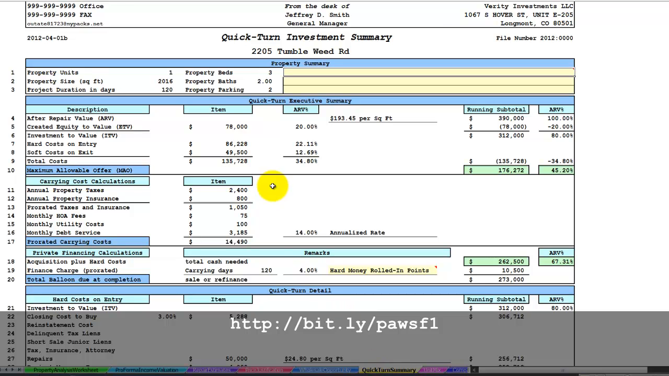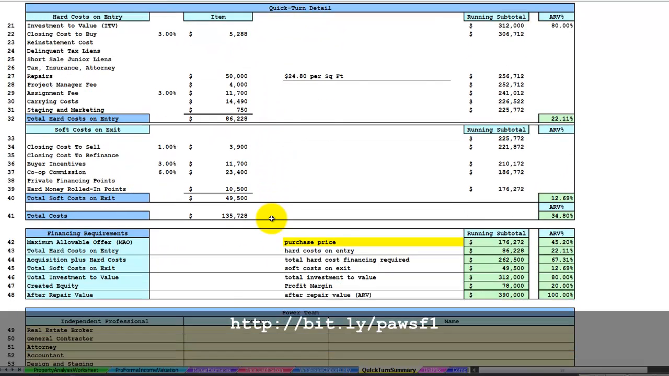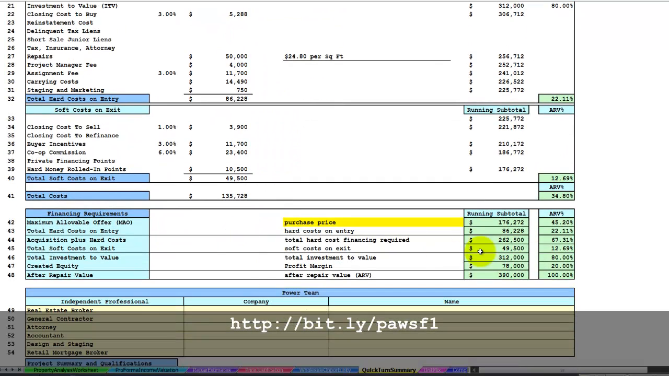There's also a quick turn summary. This is what I would give to the private financier or the hard money lender to show the calculations for the cost going in, the cost going out, and the analysis of the financing structure. Purchase price $176, hard costs on entry $86, total hard cost financing $262,000. This is within hard money lending guidelines.